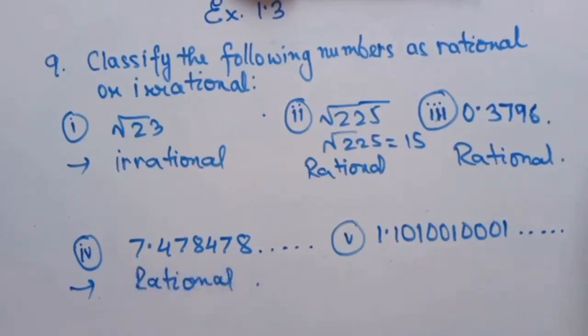Next, Roman number 5. In Roman number 5, the decimal expansion is non-terminating, non-repeating decimal. So this will be an irrational number.